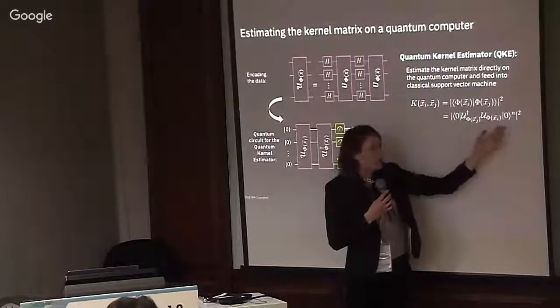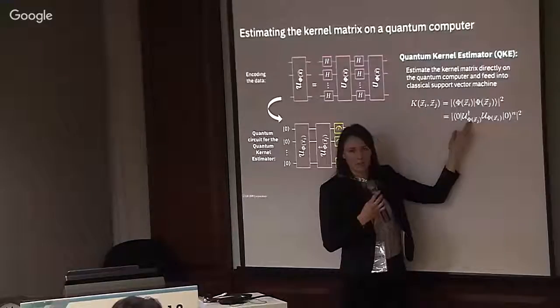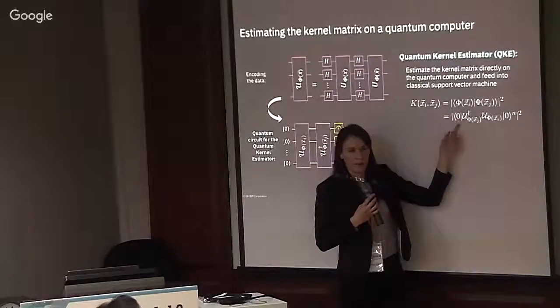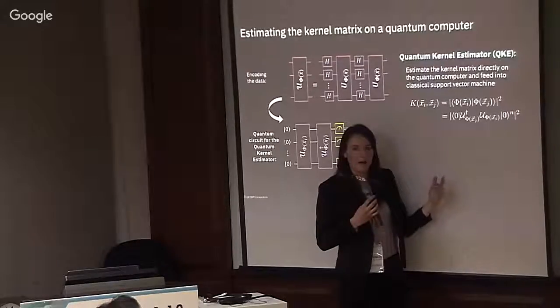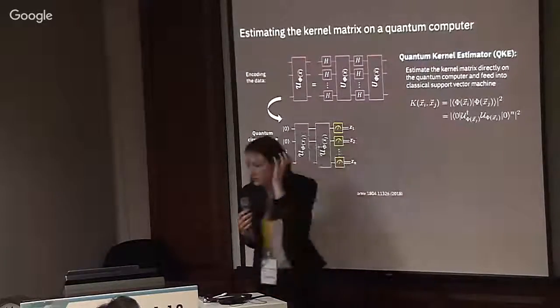And if you just rewrite this in terms of the actual circuit that implemented that feature map, then what you see is you just apply this circuit and its inverse with two different data points, and then measure. If I get all zeros on the output, the probability of that happening will be an estimate of this one kernel matrix element.